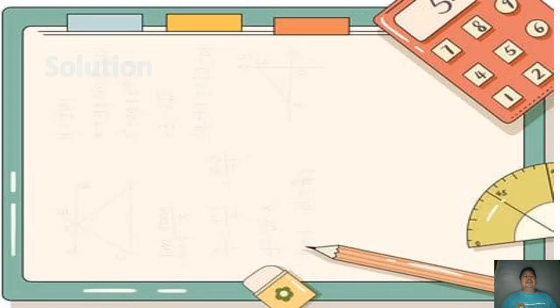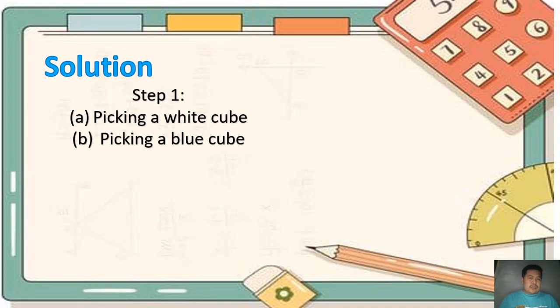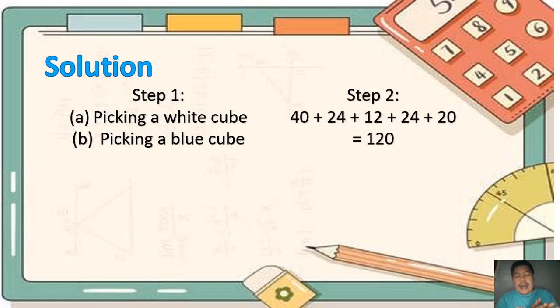So here's our solution. First one, let's identify first what is being asked, or ano yung hinahanap. So picking a white cube and picking a blue cube. Okay? Then step 2, let's add all the given. So 40 white, 24 green, 12 red, 24 golden, and 20 blue. If we add them all up, we have 120.